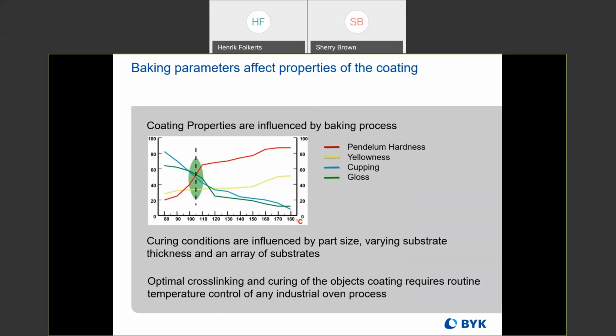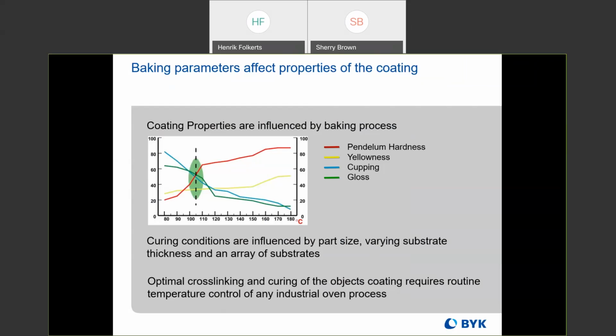So the baking parameters affect certain properties of the coating, and so things like hardness, yellowness, cupping, and gloss can be affected by how long you bake the product for. And some of these are desirable properties and some of these are undesirable properties. So we can see from this graph here that, for example, the hardness, pendulum hardness just refers to, I see now that it's misspelled, the pendulum hardness refers to a particular type of hardness test. And so we can see from this graph that the longer this particular coating is baked, the harder it's going to get, which is usually a desirable property for a coating.